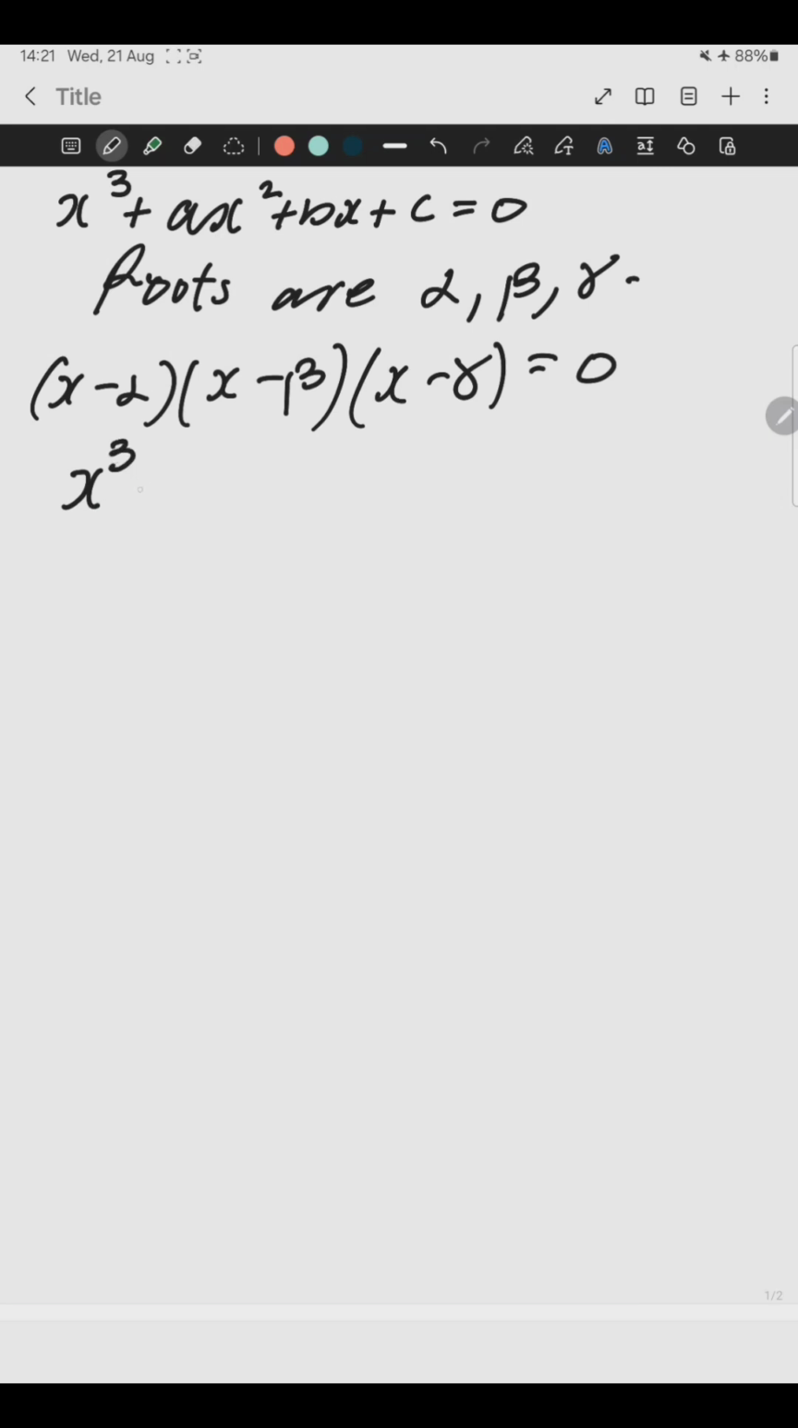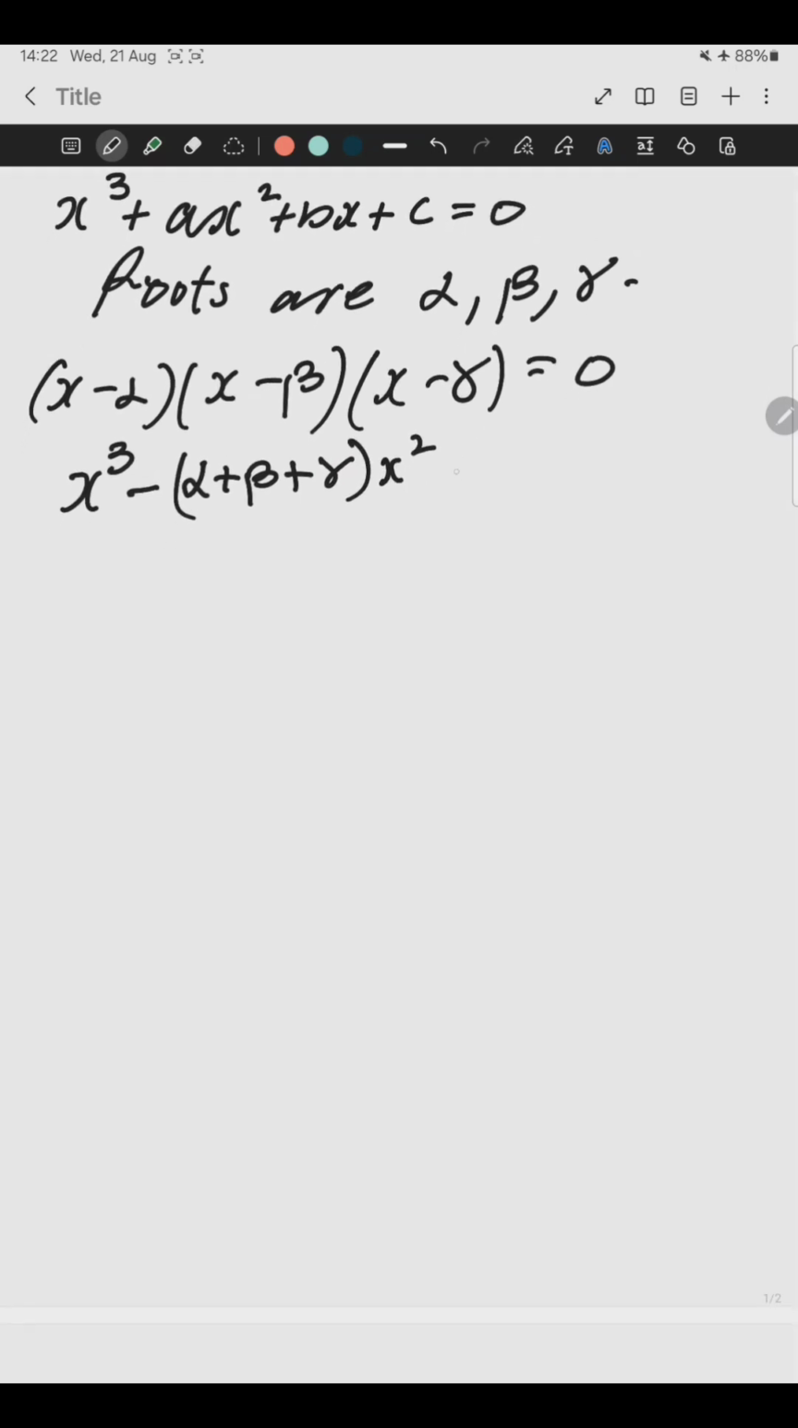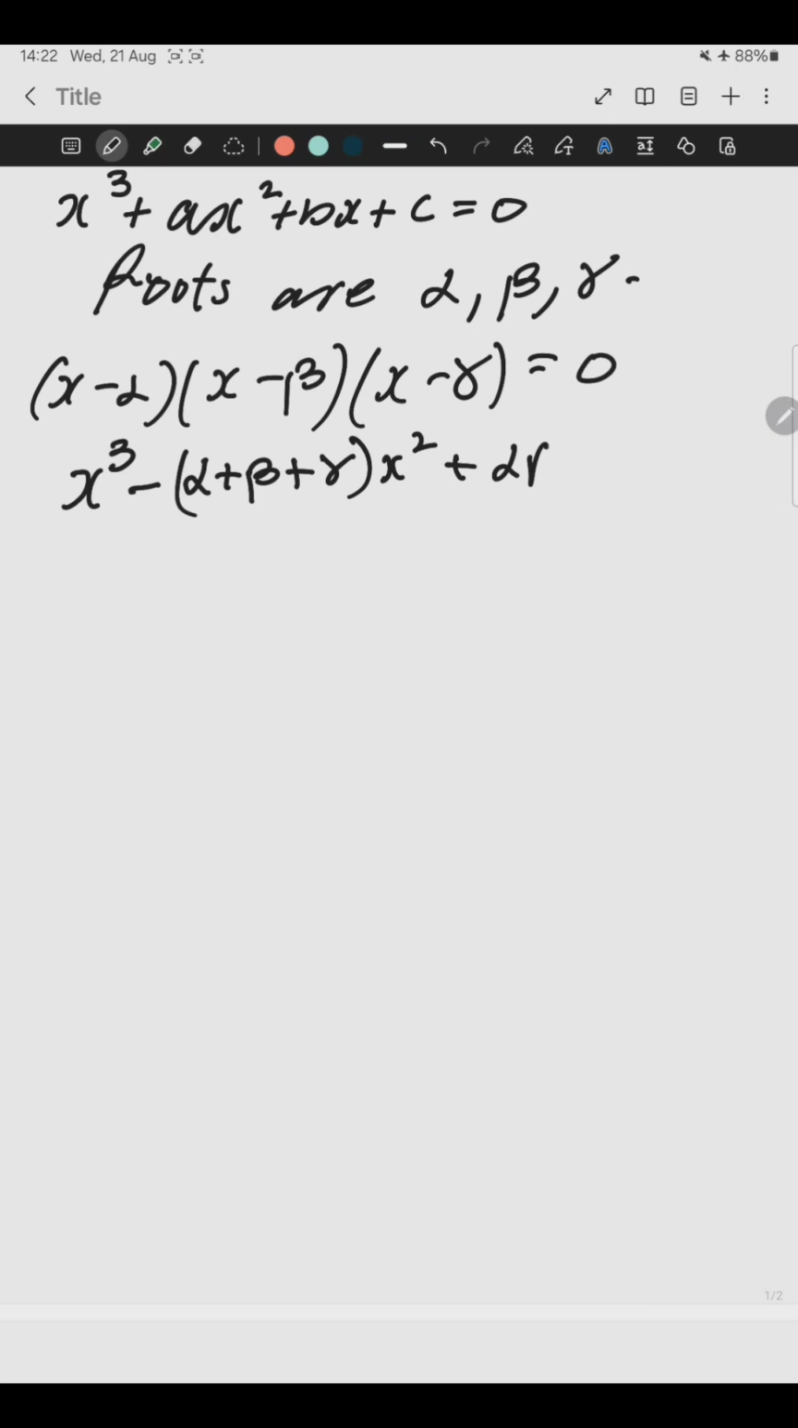x cubed minus alpha plus beta plus gamma x squared plus alpha beta plus beta gamma plus gamma alpha x and minus alpha beta gamma is 0.